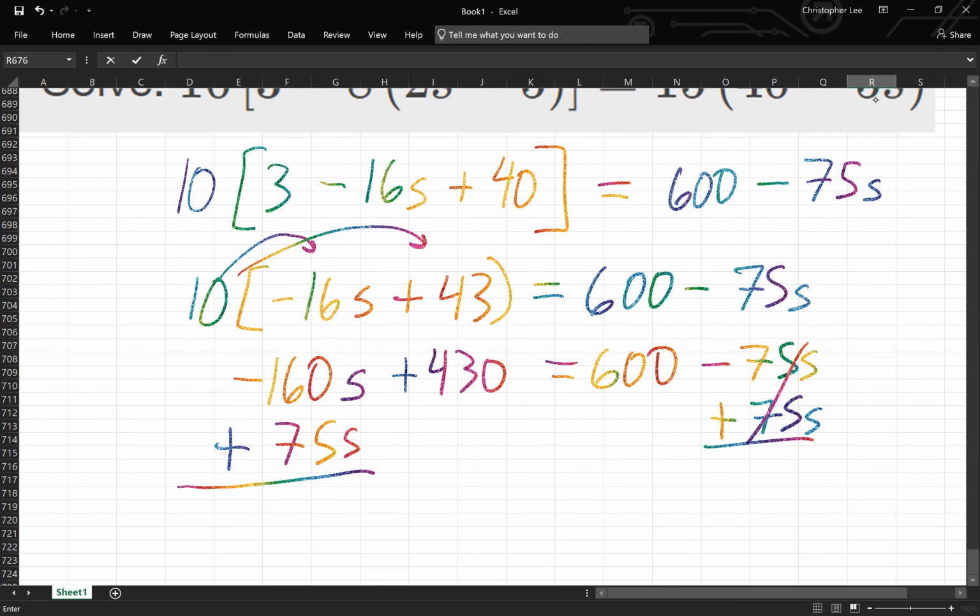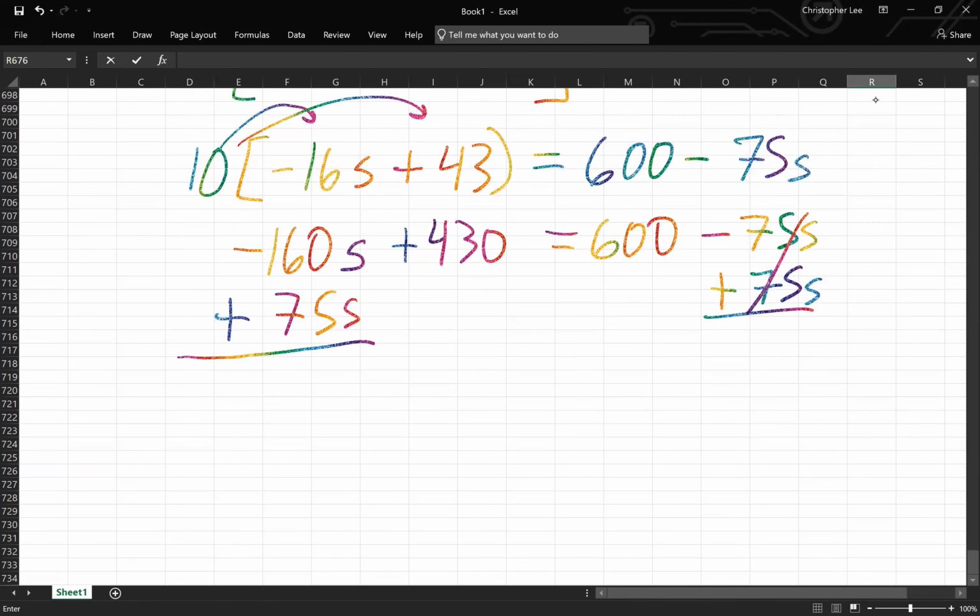This is going to be an example of what happens if I don't move the smaller term over, right? So now, what am I going to have? I'm going to have negative. Let's subtract these. This becomes 5, 10. So this is 5, 0. This is 15. So that is what? Negative 85s plus 430 is equal to 600, right?